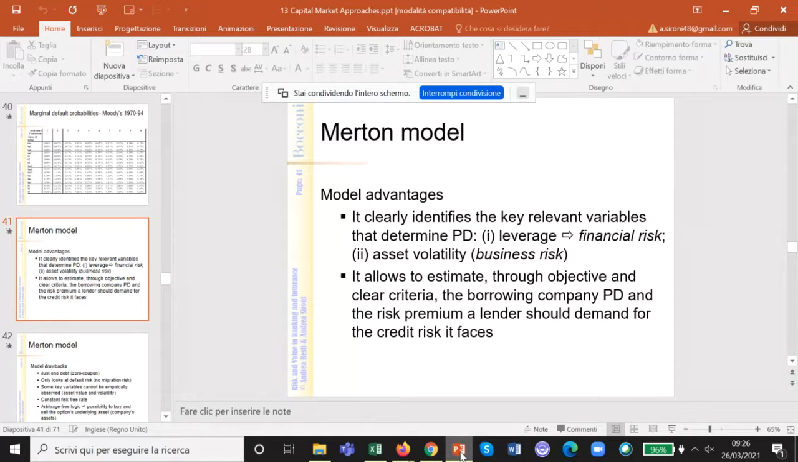And second, it allows us to estimate through objective and clear criteria the borrowing company's PD and the risk premium, the equilibrium risk premium, the equilibrium spread. Okay.